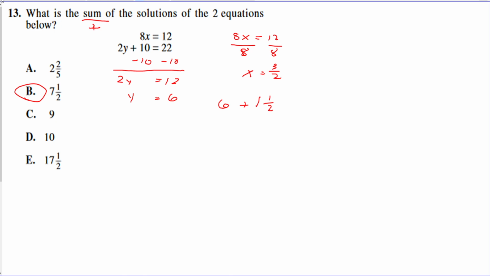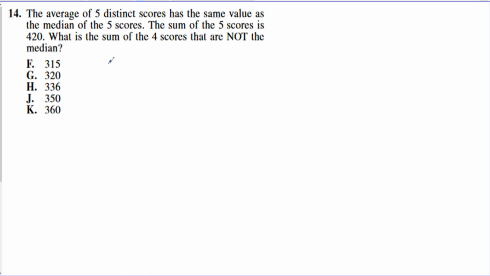Okay, so that would be the answer for 13 is 7.5. All right, 14 is saying that the average of 5 distinct scores has the same value as the median of the 5 scores. The sum of the 5 scores is 420. What is the sum of the 4 scores that are not the median?